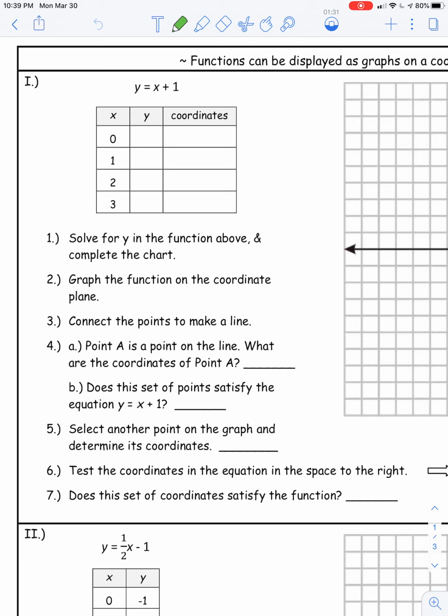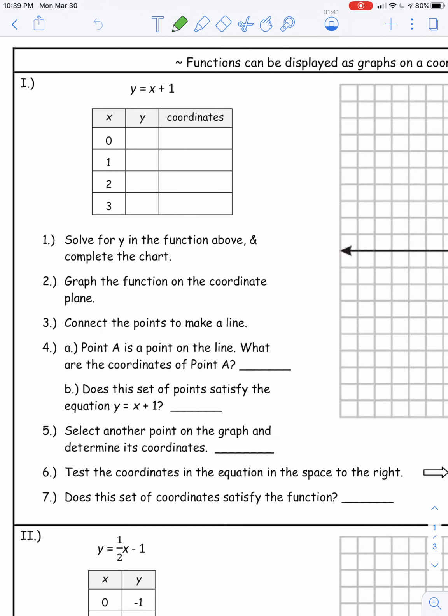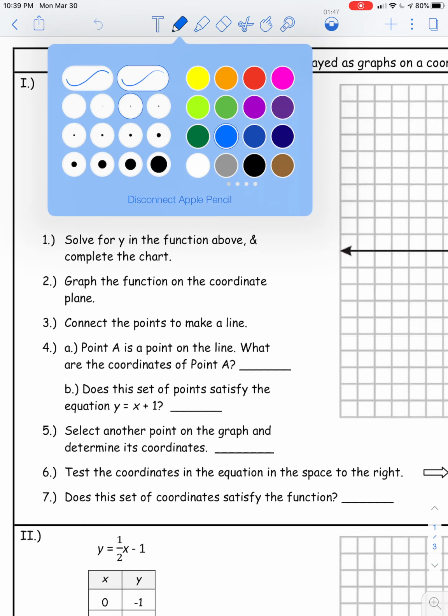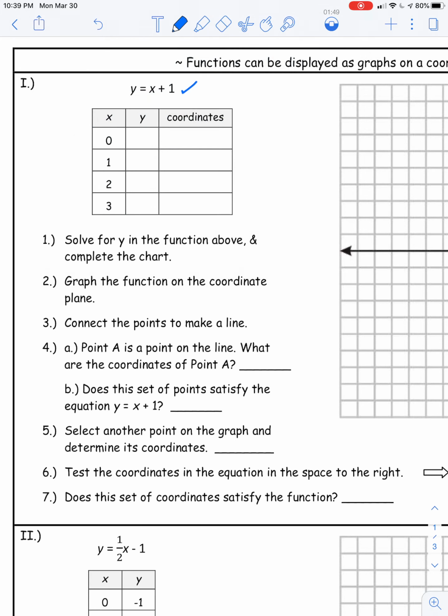So let's go ahead and start by looking at Roman numeral 1. You notice that there is a function table there. We've already discussed functions in the past, where you have a function given here. In this case, it's y equals x plus 1. And then you have your function table, which is this right here. You notice here that we have these values for x, and each one of those x's will be placed into the equation or the function, and it will spit out an answer for y.